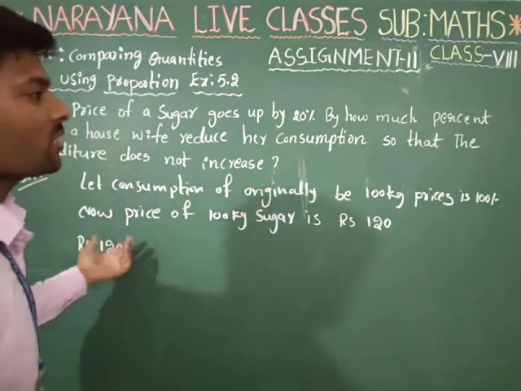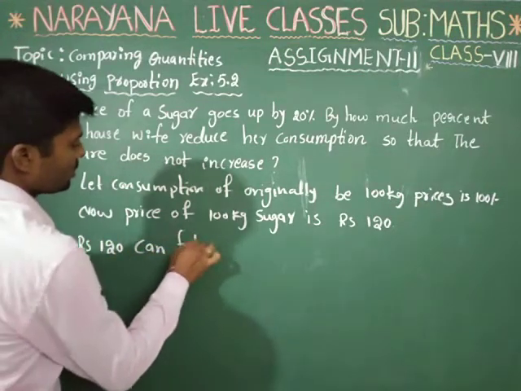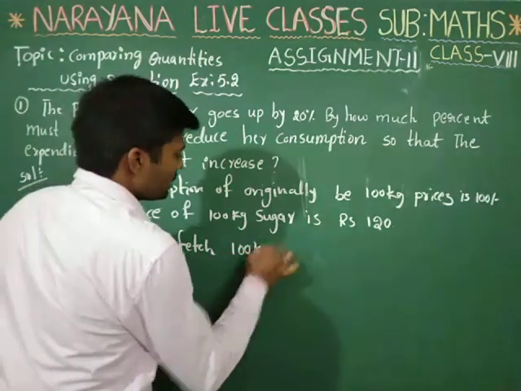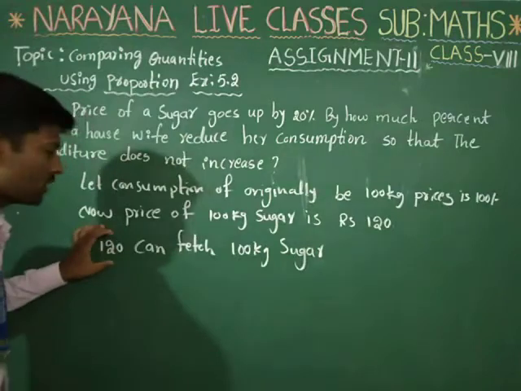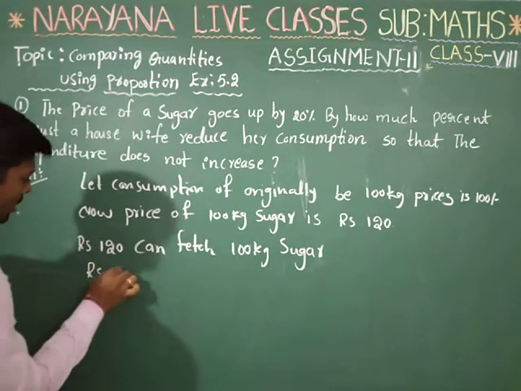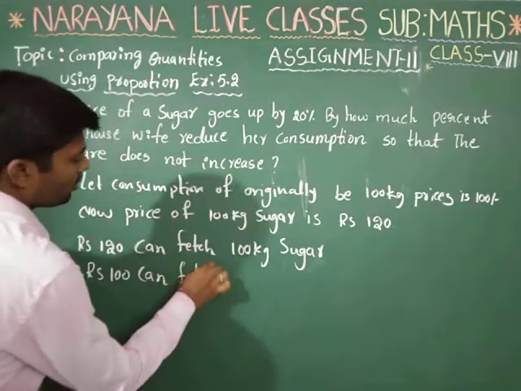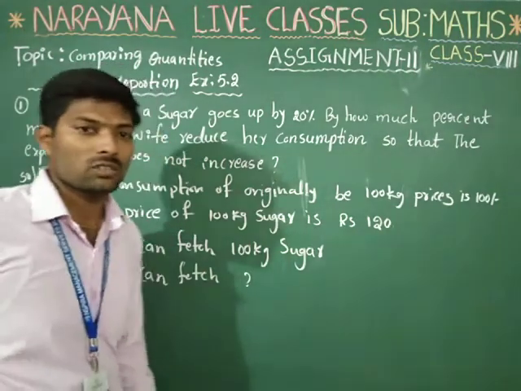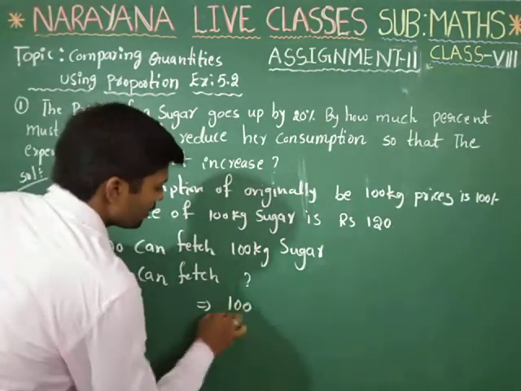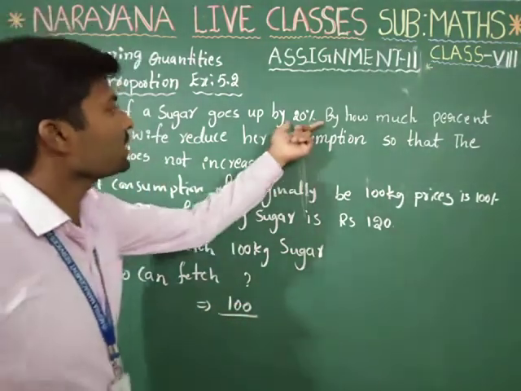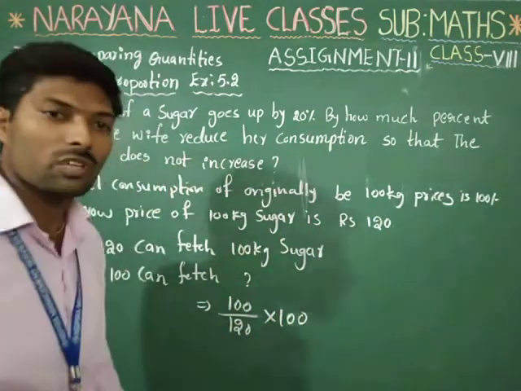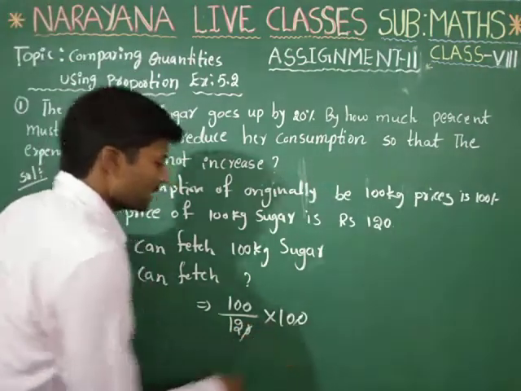Now 120 rupees can fetch 100 kg sugar. Now 100 rupees can fetch how much? So how much is the reduction? Let me take it as 100 upon 120, which is 120 into 100. Here the zero will get cancelled.